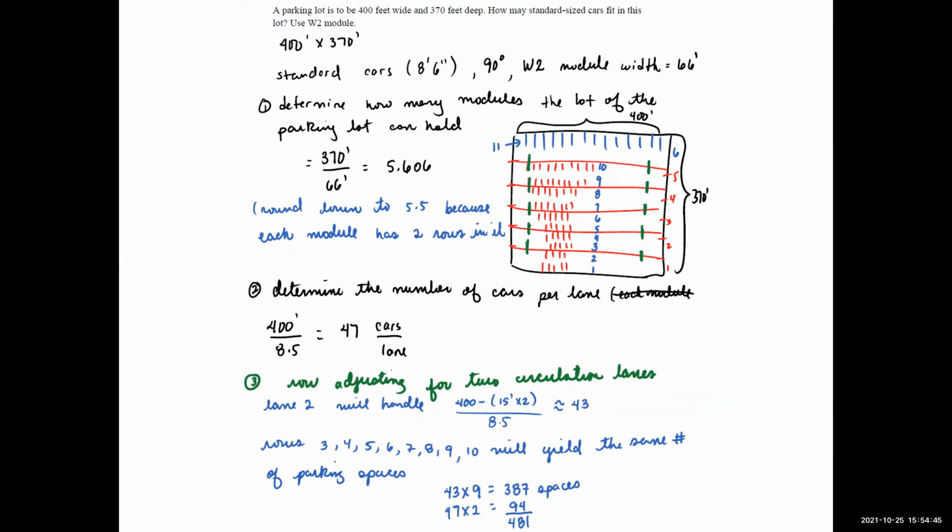So for a W2 in standard cars, we have the following dimensions. We need standard cars 8.5 feet width, and for 90 degrees and a W2 module, the width of the module will be 66 feet. Since the dimensions of the area are different, 400 by 370, the number of parking spaces will be different if you choose to go in one direction or the other. Here I'm using 370 feet as my width, but if you use 400 feet as your width, then the dimensions will be different and you might be able to accommodate more cars.